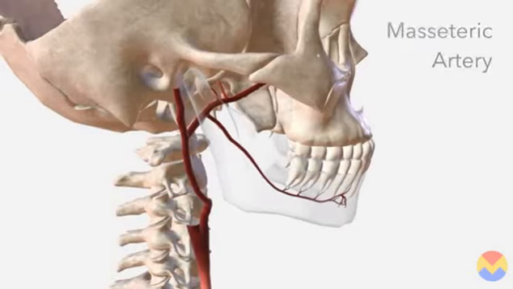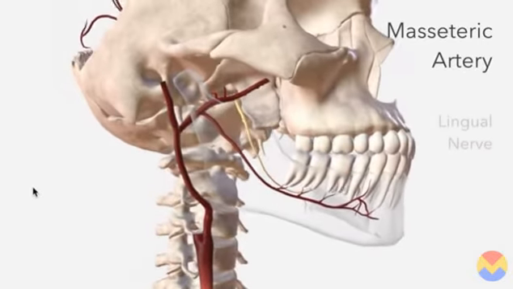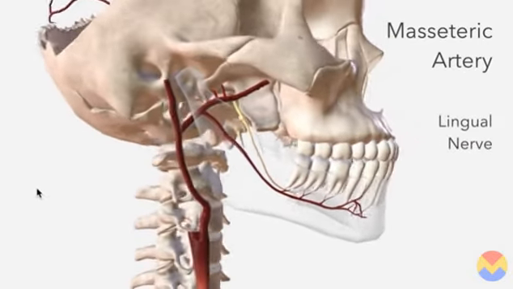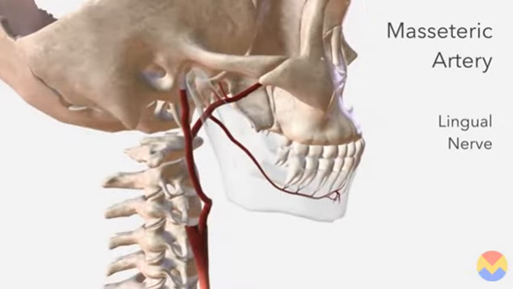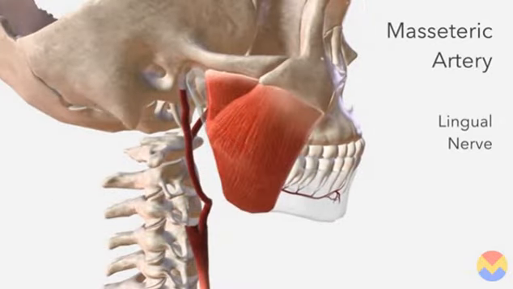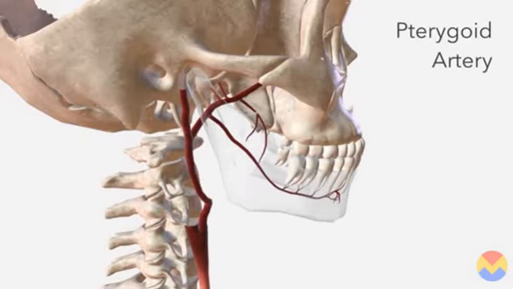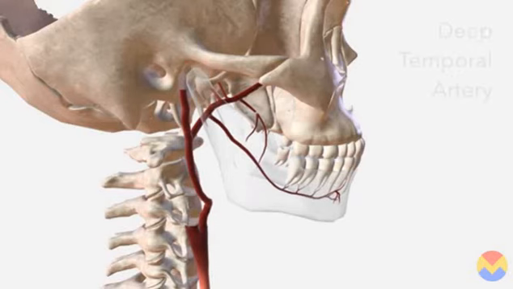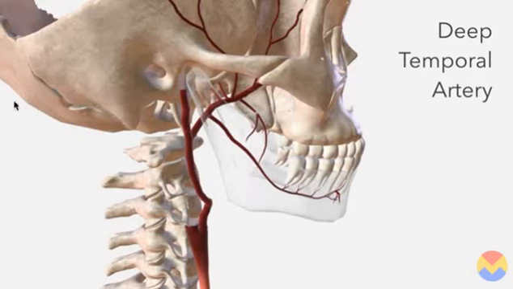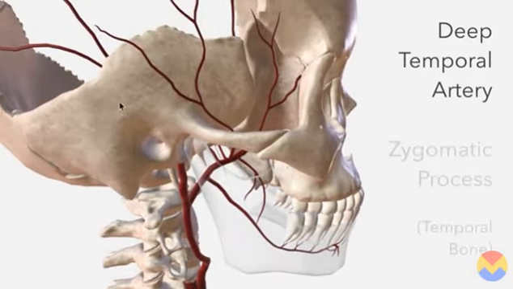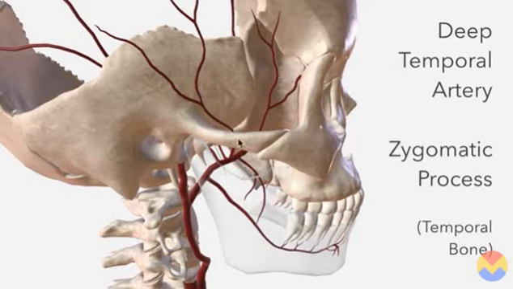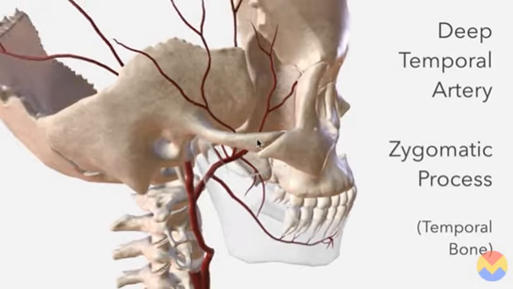Next, we have the masseteric artery, which isn't included in this model, but which accompanies the lingual nerve in its path. So that's the lingual nerve there. And then it goes on to supply the masseter muscle, which is just here. Next up, we have the pterygoid artery, which supplies the medial and lateral pterygoid muscles. We have the deep temporal artery, its anterior and posterior branches, which both pass behind the zygomatic process of the temporal bone, supplying the muscles in this region and anastomosing with the middle temporal artery.